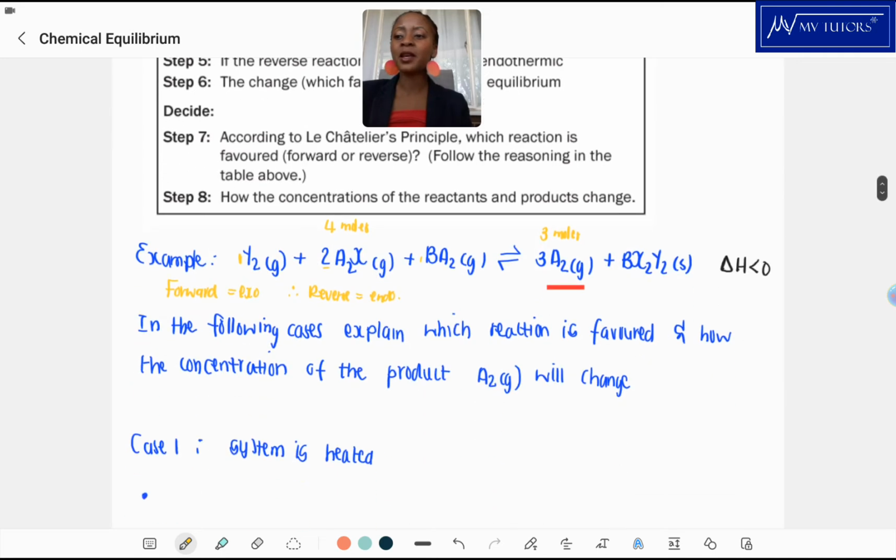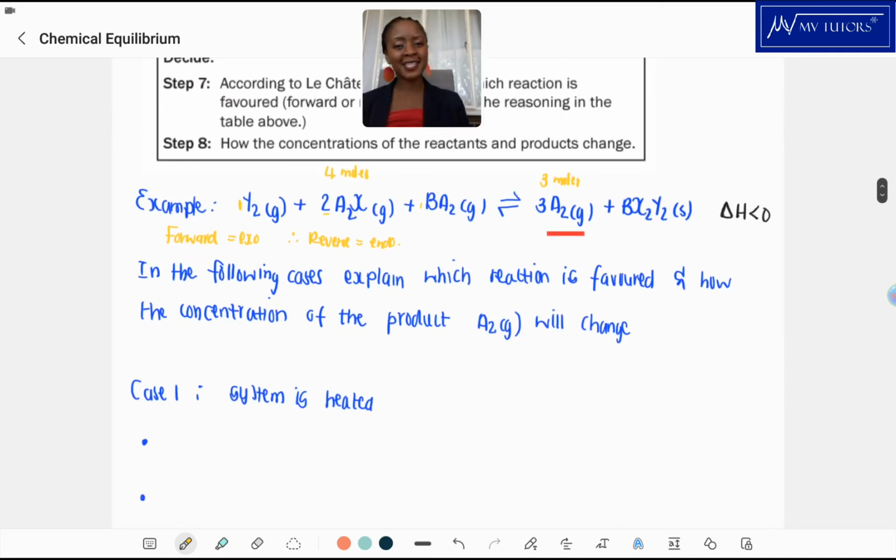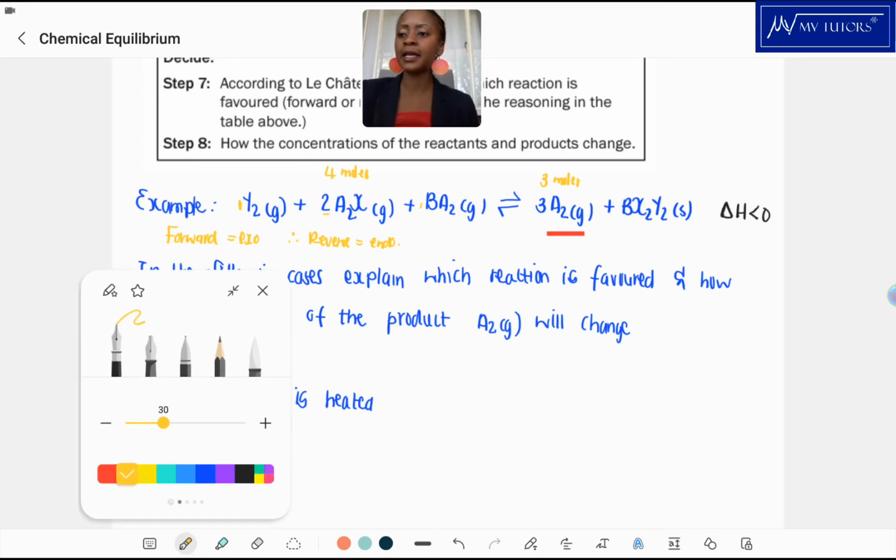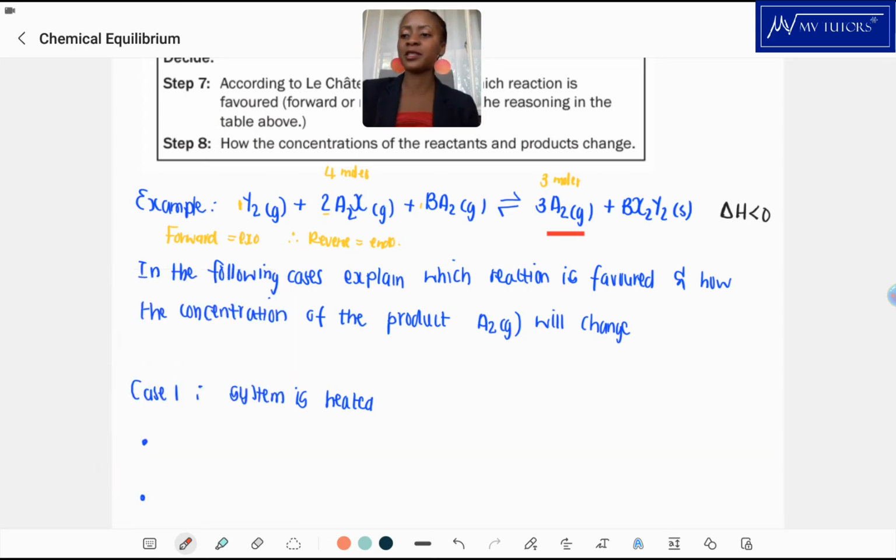Okay, so we've done that, and then the change that disturbs the equilibrium. Let's go see. For case number 1, it says the system is heated. So if it's heated, naturally the reaction that absorbs heat is what will be affected. The disturbance comes on the endothermic portion. So let me go back and use another color. Let's go for red with temperature.